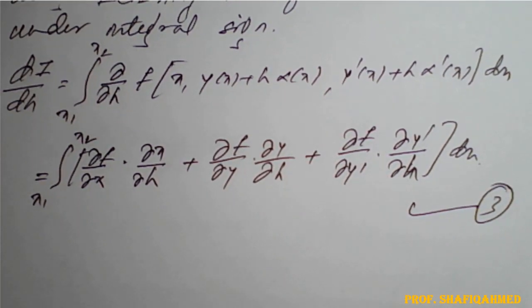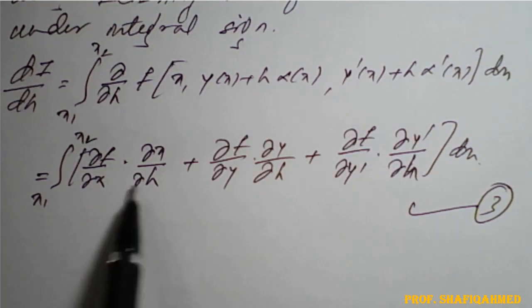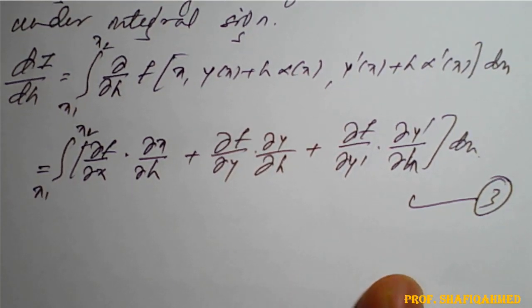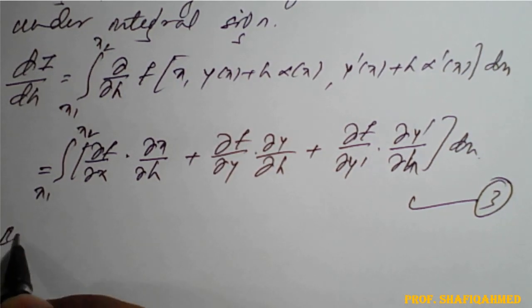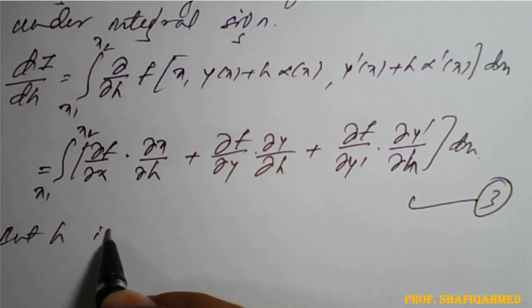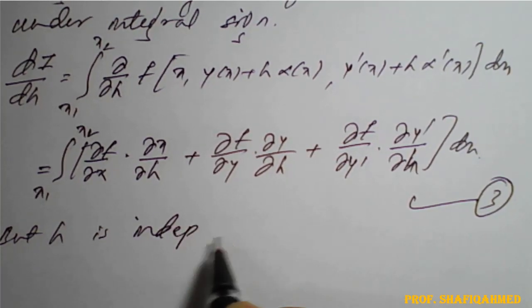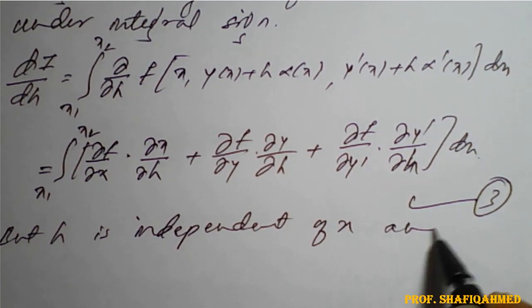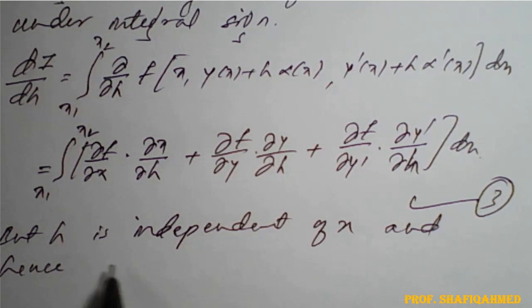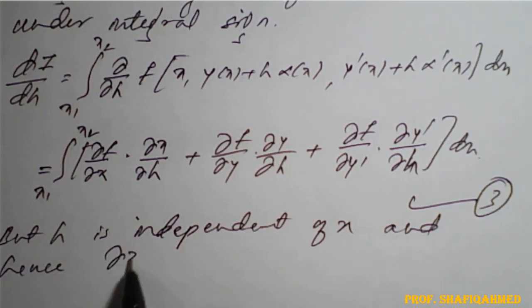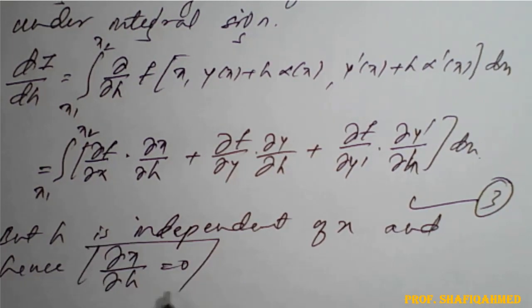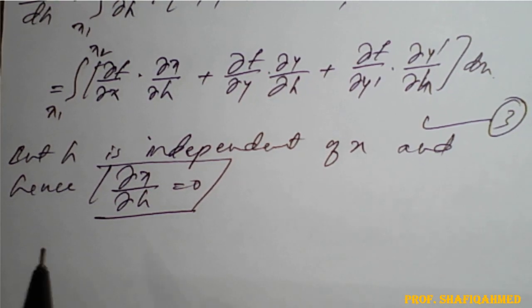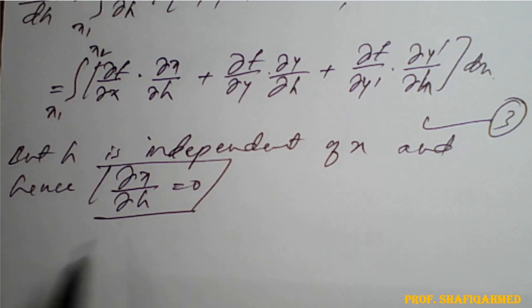So we have applied the partial derivative for this x function, y function, y' function under the integral sign, but h is independent of x, and hence what happens here, ∂x/∂h will become what here, 0. So once we got this condition, the above situation will become, we'll see here, ∂x/∂h is equal to 0.